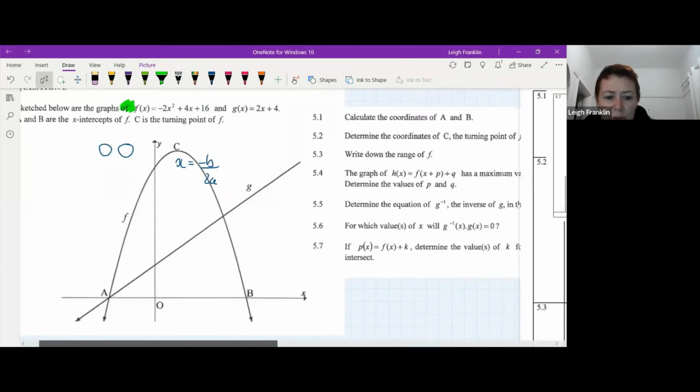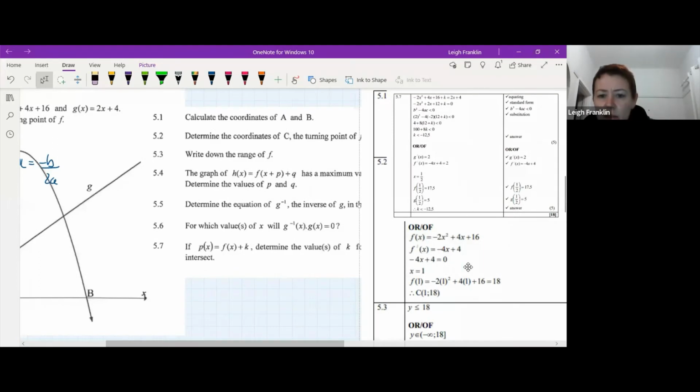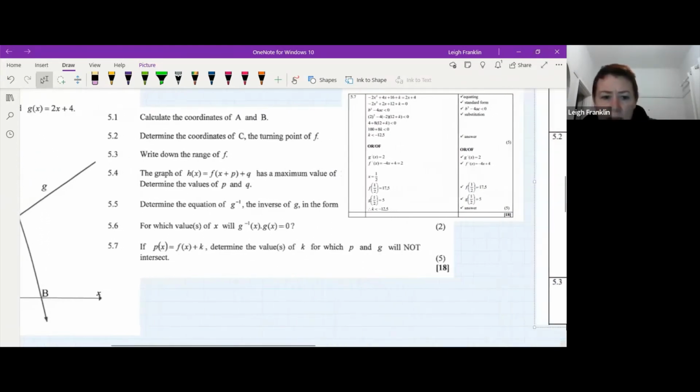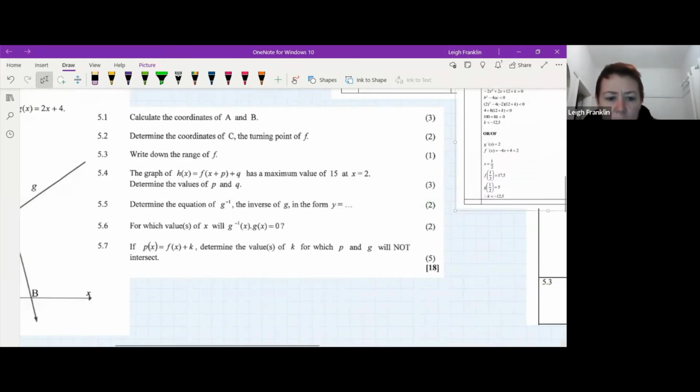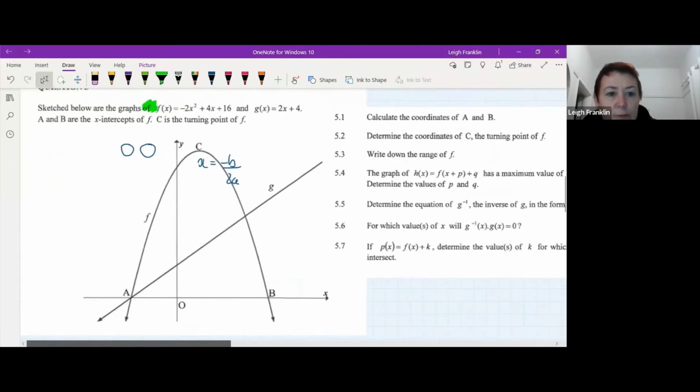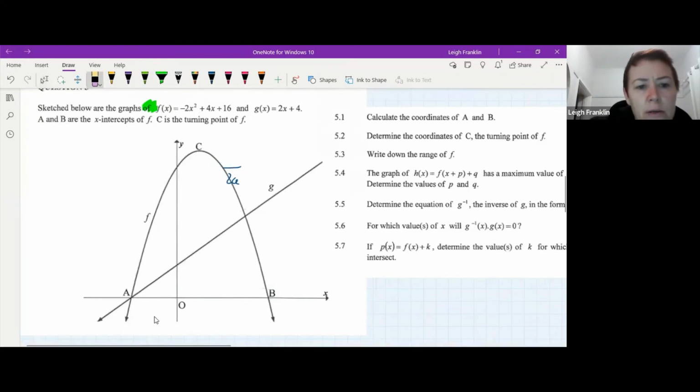Let me just move it over here to the side. Now that's out the way. Okay, let's get that out the way as well. All right, next question is 5.4. So what I'm going to do is I'm just going to write our answers on here. So this was -2 and 0, and that was 4 and 0, and that was 1 and 18.